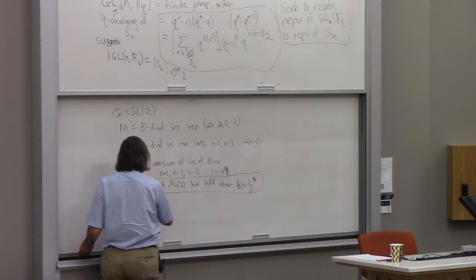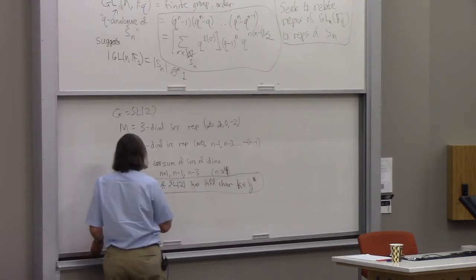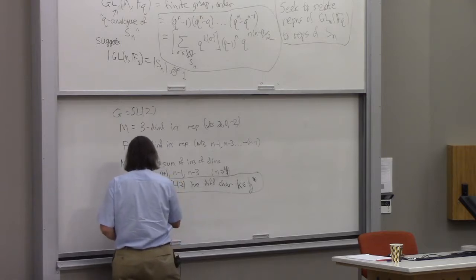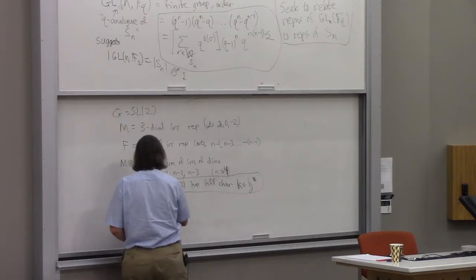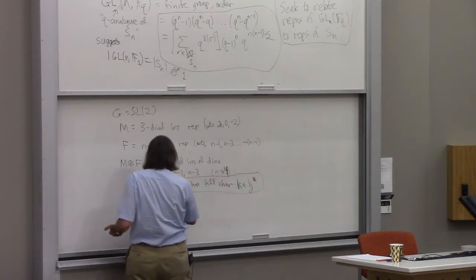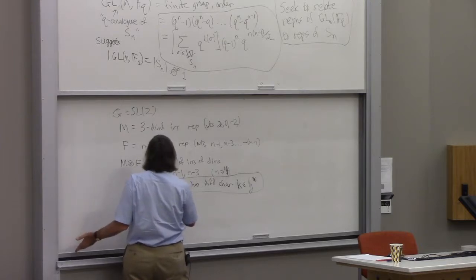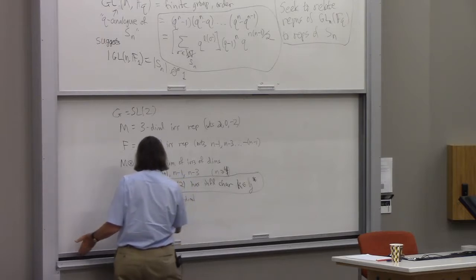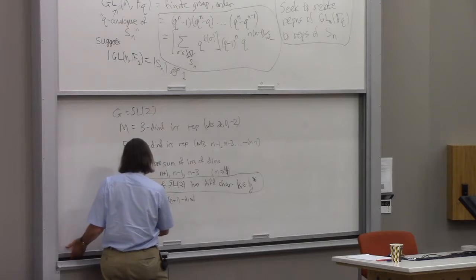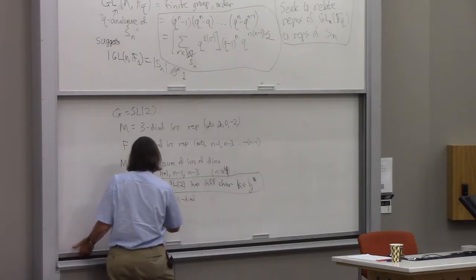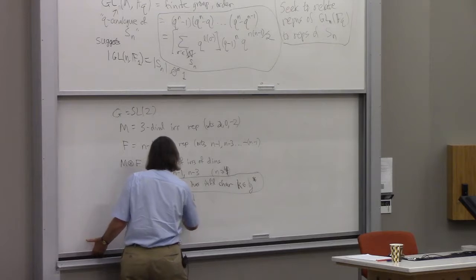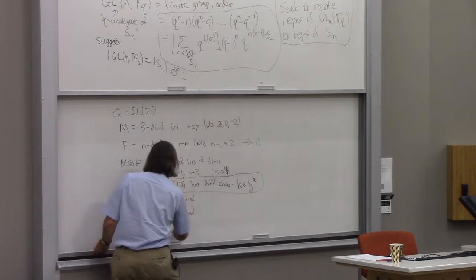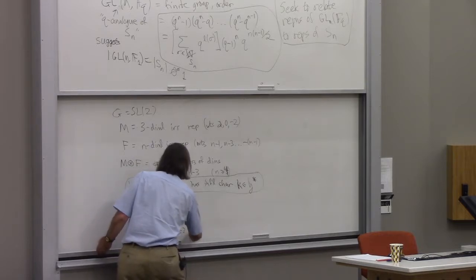P n plus 1 of this M tensor F is n plus 1 dimensional, and the P n minus 1 of M tensor F is this n minus 1 dimensional, the P n minus 3 is the n minus 3 dimensional, and the others are 0.